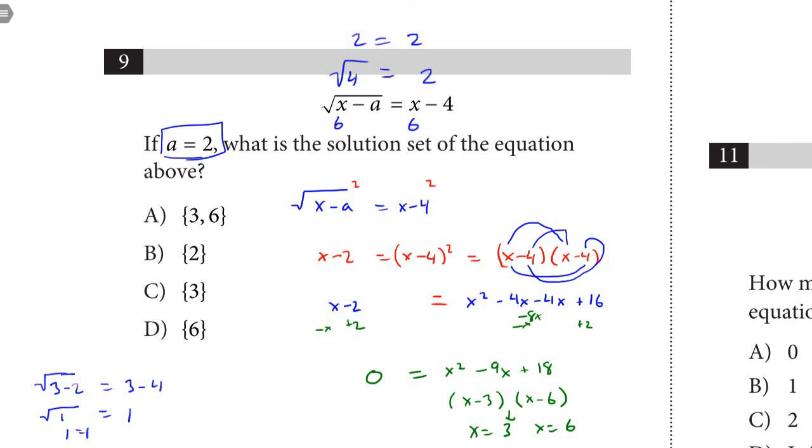Oh, and I just caught myself right there. That should have been a negative 1, right? 3 minus 4 is negative 1. I have no idea how I missed that. But that is negative 1. So essentially here, it's saying that 1 is equal to negative 1, which doesn't make sense. So we can't use 3, but 6, right? Because once we plugged it in, we get 2 equals 2. 6 makes sense. So therefore, the solution set of the equation above is going to just be 6.